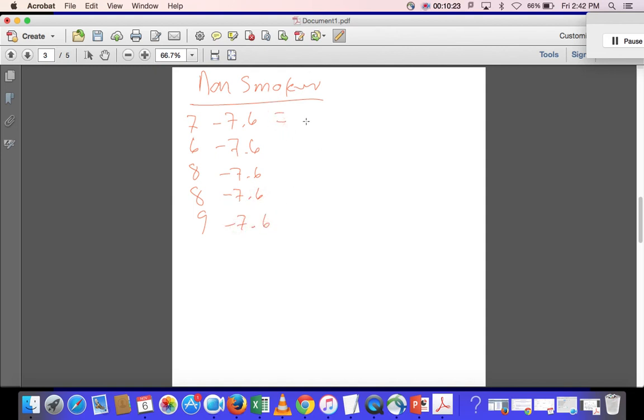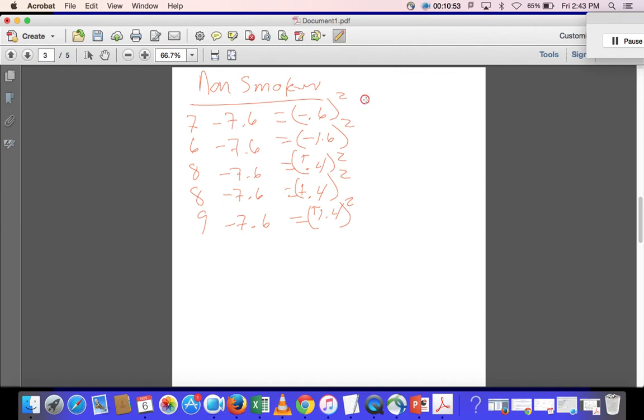So all our deviations are going to equal negative 0.6, negative 1.6, positive 0.4, positive 0.4, and last positive 1.4. Okay, perfect. So again, remember, now we're going to square our values. As you guys can see, this is a very lengthy process just to get to our t-statistic. So I'm going to square all my values.